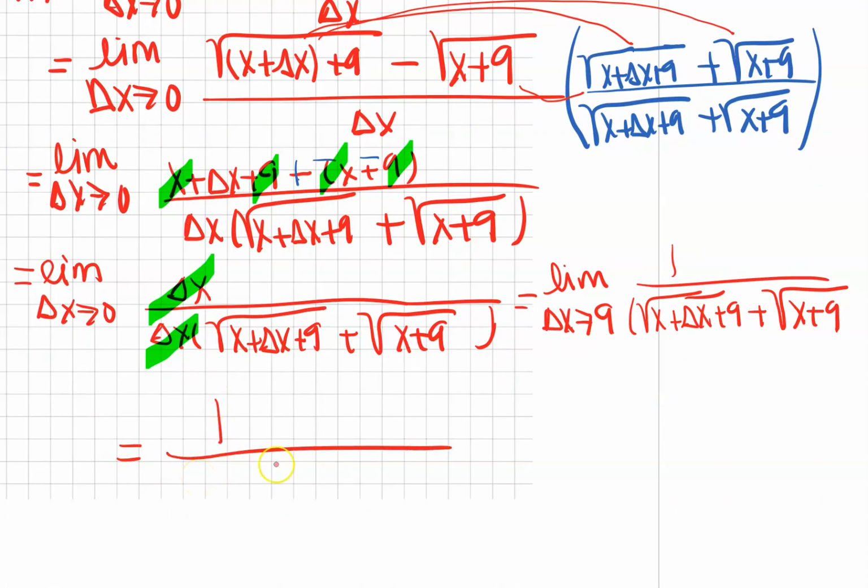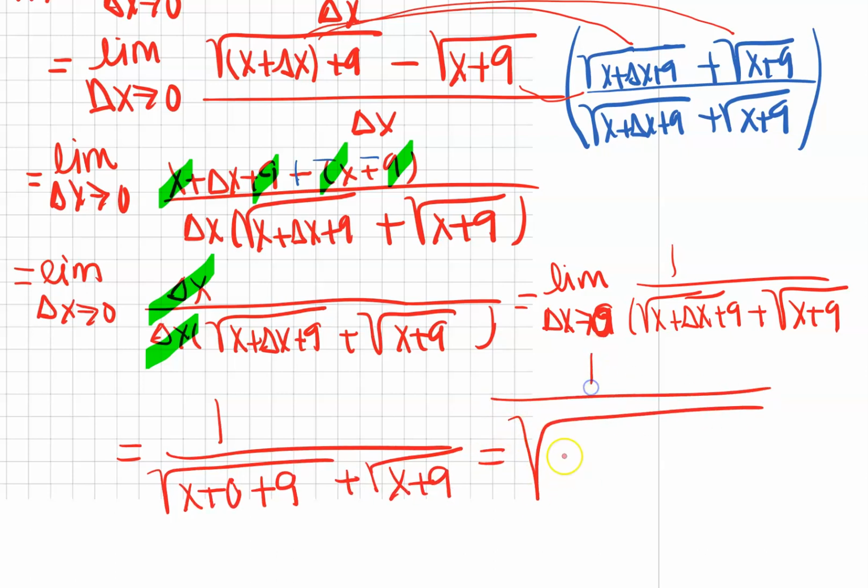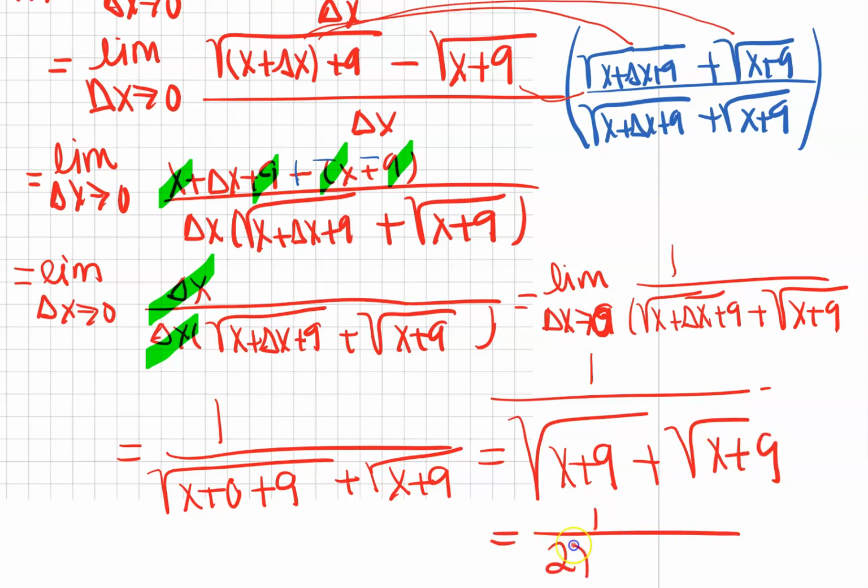So this gives me the limit as delta x approaches 0. So that gives me the square root of x plus 0 plus 9 plus the square root of x plus 9. So let's see, that gives me the square root of x plus 9 plus the square root of x plus 9. So I got two of them. So 1 over 2 square roots of x plus 9. And so you can see there's my general form for the derivative or slope at any given point.